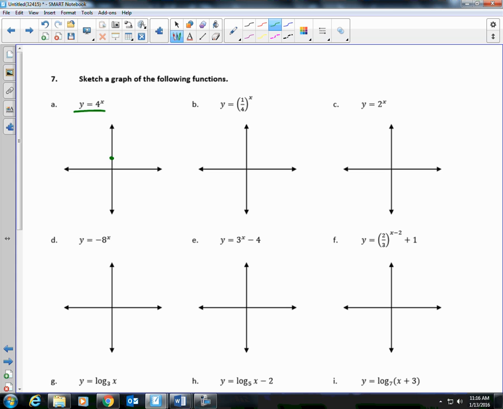Do you remember from yesterday, what coordinate do all exponential functions go through? For a parent function, 0, 1. Yep. Because anything to the 0 power is 1. So whether it's 4 to the x or 5 to the x or 10 to the x, without other transformations, it passes through 0, 1, and has a horizontal asymptote of y equals 0.